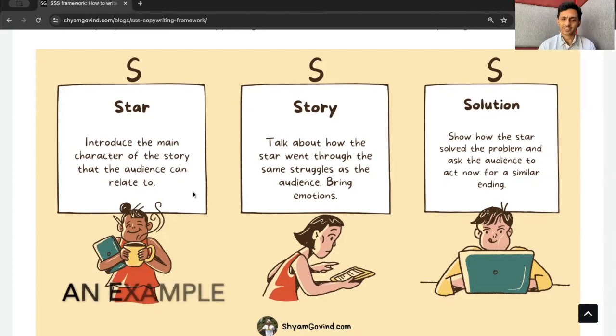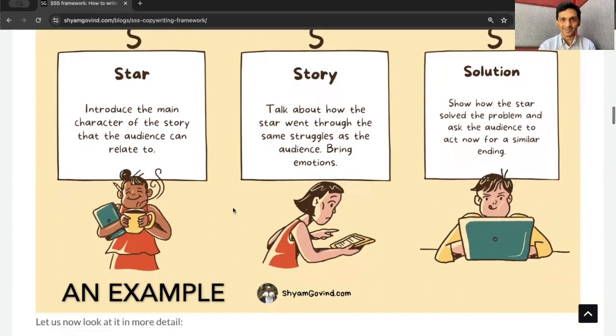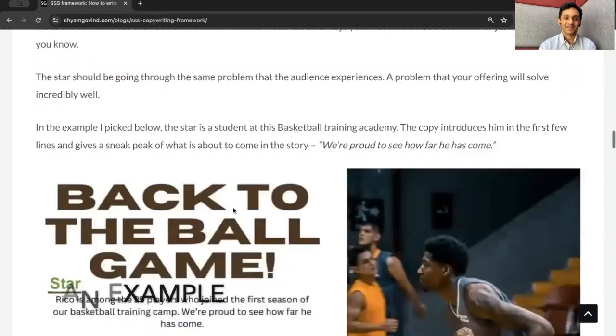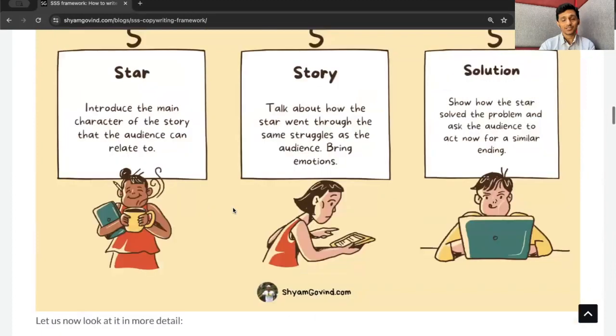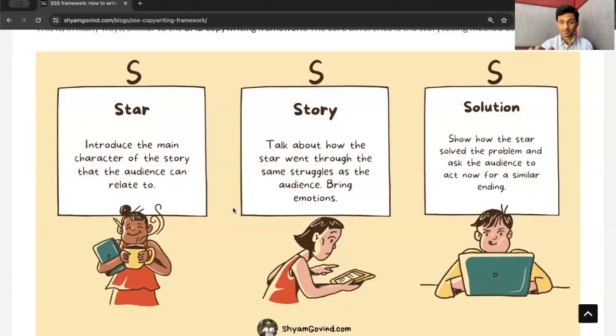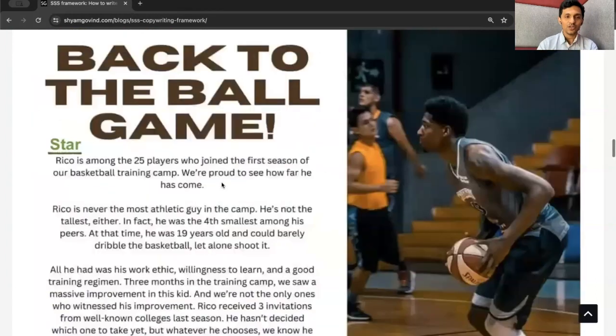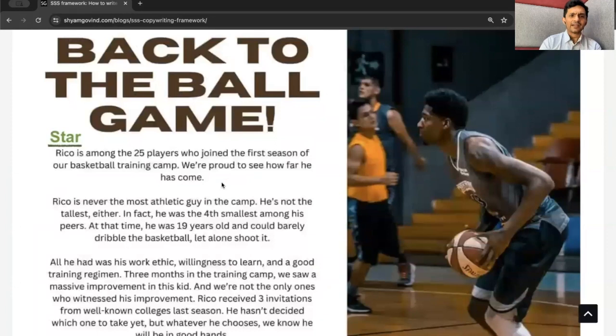Let me show you with an example. I understand just talking about this is not enough. I have to show you an example, so I'm going to show you that. By the way, this is typically used in emails, social media posts as well. You can also use this in ad copies, but they are typically longer forms of ad copies. They're not shorter because you have to tell a story, right? You have to bring in the emotions and all of that. So you need a longer form of ad copy. So I'm going to show you an ad copy rather.